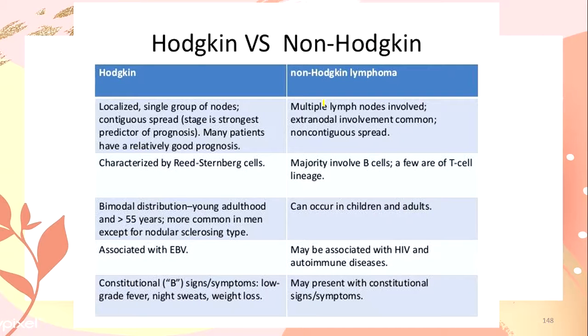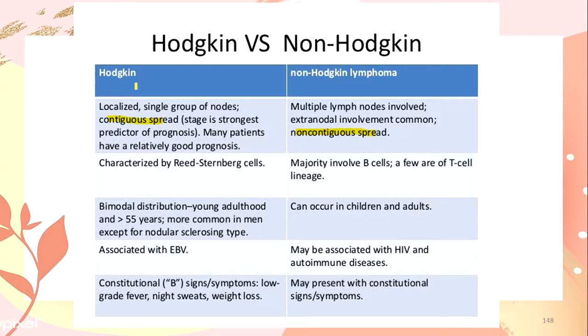Now, what are the major differences between Hodgkin and non-Hodgkin lymphoma? You can be asked about this in short essay question. In Hodgkin lymphoma, involvement is localized, single group of nodes, and spread is contiguous. Stage is the strongest predictor of prognosis. Many patients have relatively good prognosis. While in NHL, multiple lymph nodes are involved, extranodal involvement is common, and spread is non-contiguous.